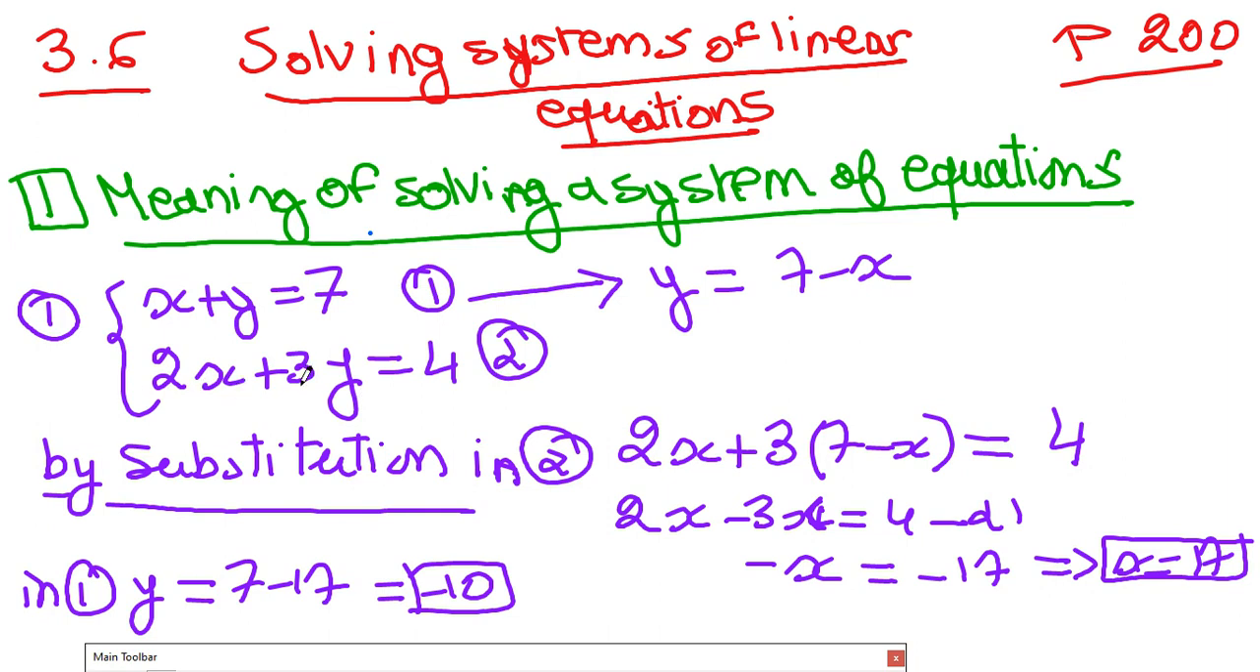I got 2x plus 3 times (7 minus x) equal to 4. Then you solve and you get x. I replace it in the first or even in the second equation; you can replace it in either one. And I got y equal to minus 10.